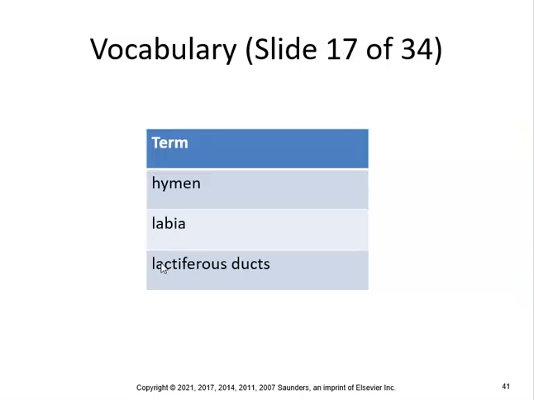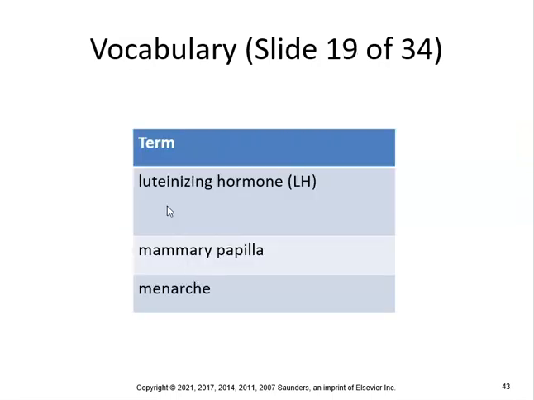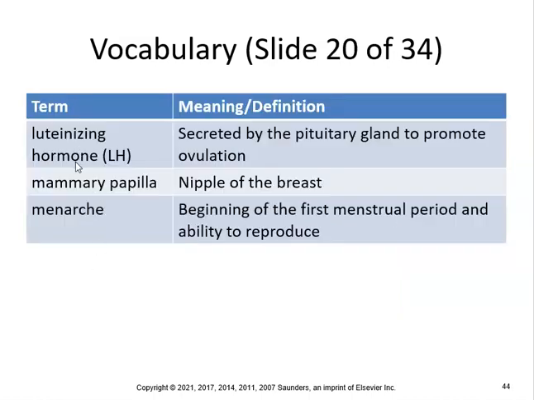The hymen, labia, lactiferous ducts. The hymen is a mucous membrane partially or completely covering the opening to the vagina. Sometimes if you play sports, that can definitely tear early. Labia are the lips of the vagina. Lactiferous ducts are the tubes that carry milk within the breast. Luteinizing hormone, LH, mammillary papillae, and menarche. Luteinizing hormone is secreted by the pituitary gland to promote ovulation. The mammary papillae is the nipple of the breast. Menarche is the beginning of the first menstrual period and ability to reproduce.